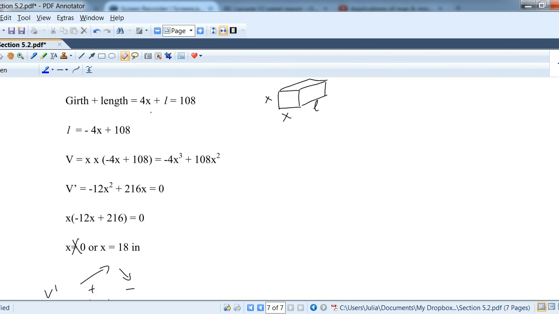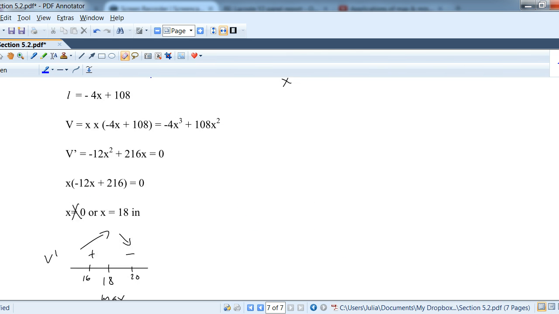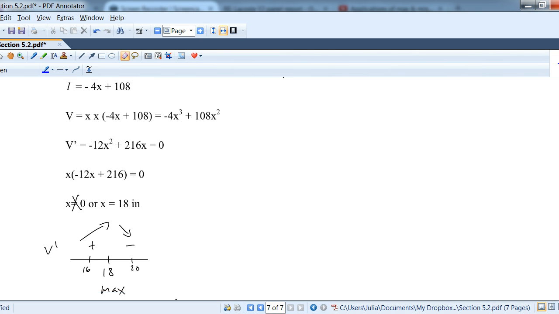And we can check to make sure 18 is a maximum. And I think it is. So again, you can pick something easy to plug into the derivative, which is negative 12x squared plus 216x. Or actually in the factored version. Remember, you can plug in 16. And actually you get a positive. You plug in 20, you actually get a negative. And so you do get a maximum at 18 inches.